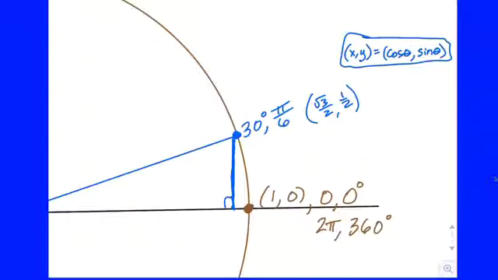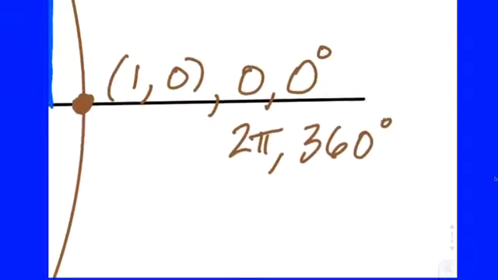What's cosine of 30 degrees? Square root of 3 over 2. Square root of 3 halves. What's sine of 30 degrees? 1/2. Good. It also works for this.